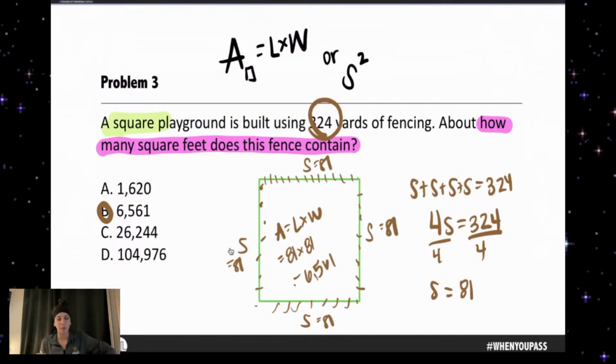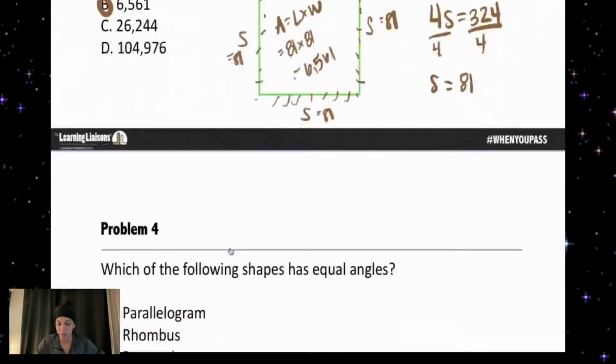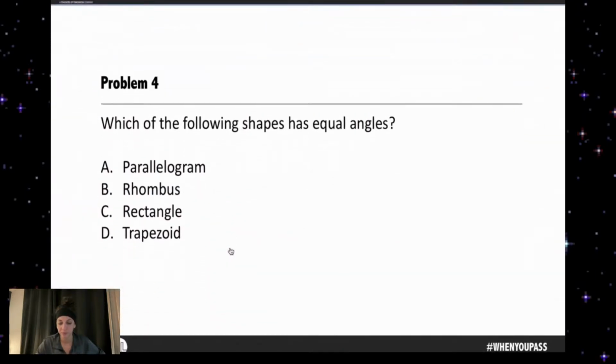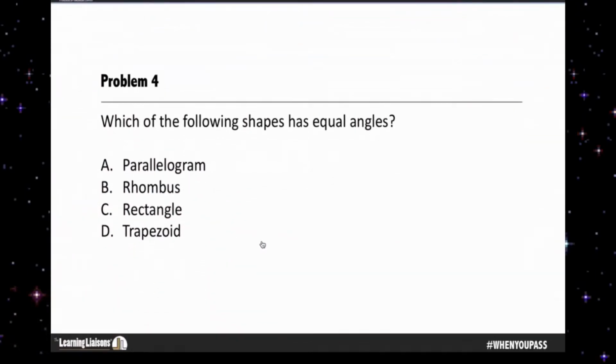All right, that was a pretty quick problem. Let's go ahead and move on to problem number 4. This one's going to be another pretty quick problem.